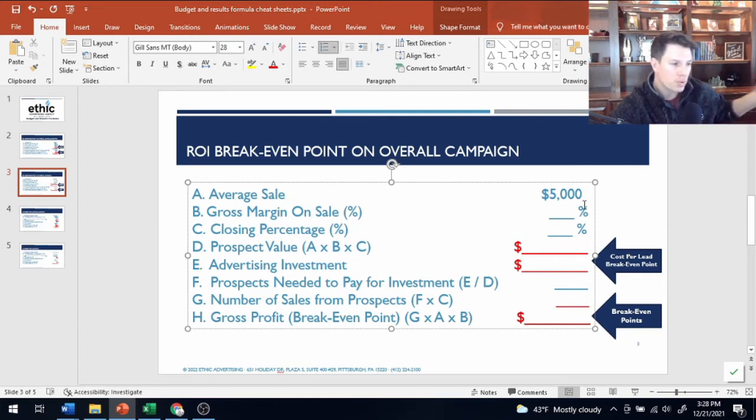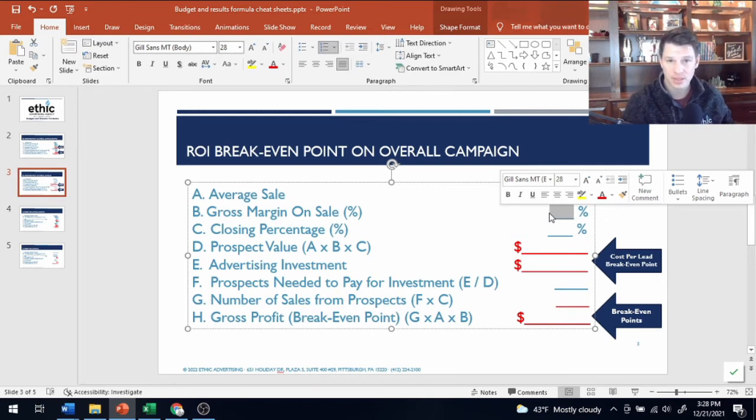Now, gross margin on sales. This is essentially how much are you making off of that $5,000. If it's a full 5,000, that's pretty awesome, but pretty rare. So figure out what that is. Let's say it could be 10, 20, 30, 40, 50, whatever it is. If you know the exact number down to the decimal, put that in there as well. The more accurate, the better.